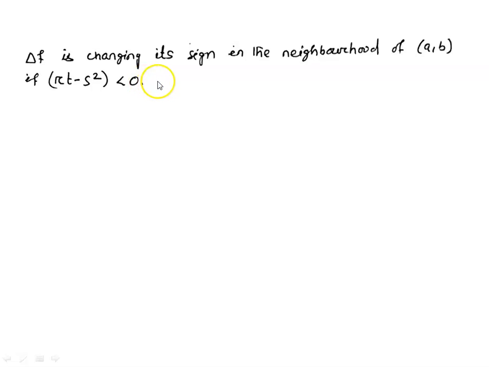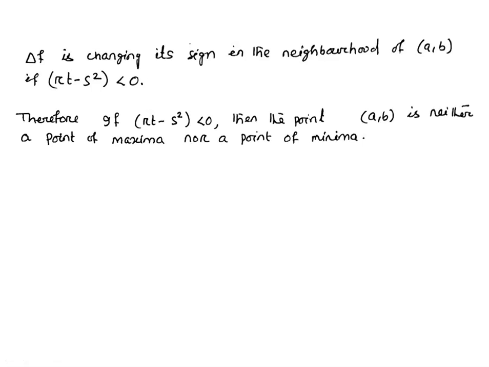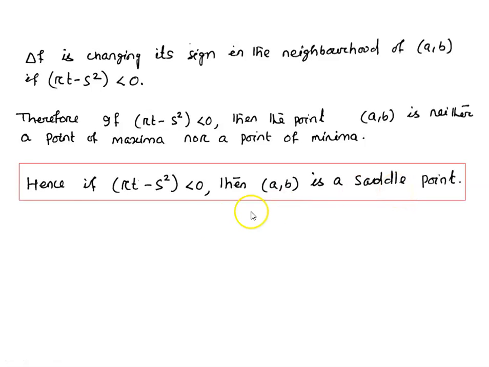Since delta f is changing its sign in the neighborhood of (a, b) if rt minus s square is negative, the point (a, b) is neither a point of maxima nor a point of minima. Rather, in this case, if rt minus s square is negative, we can say that this point (a, b) is a saddle point. Hence, if rt minus s square is negative, then (a, b) is a saddle point.